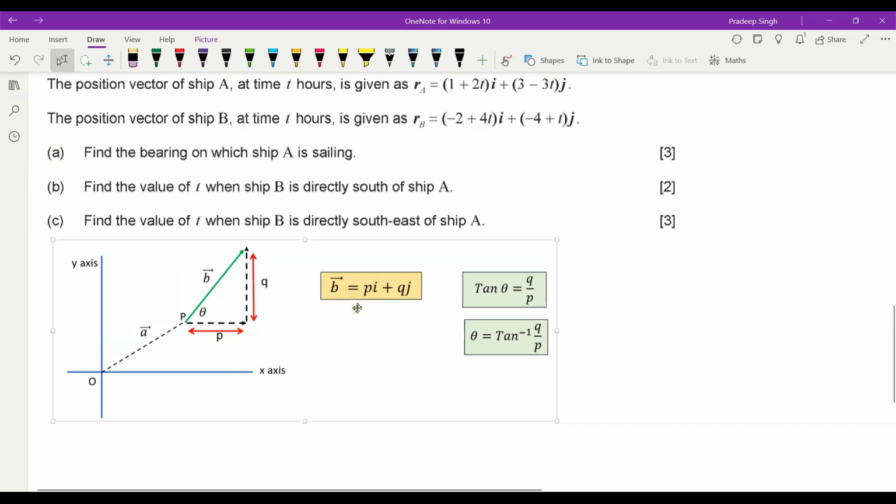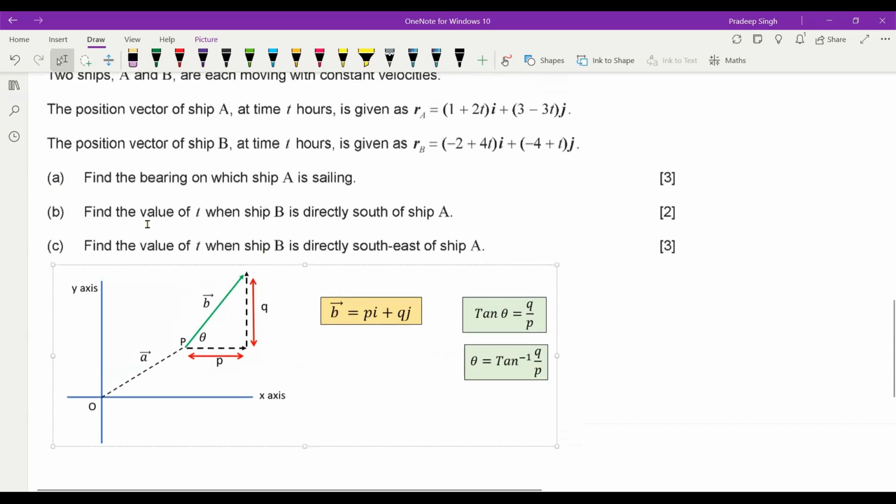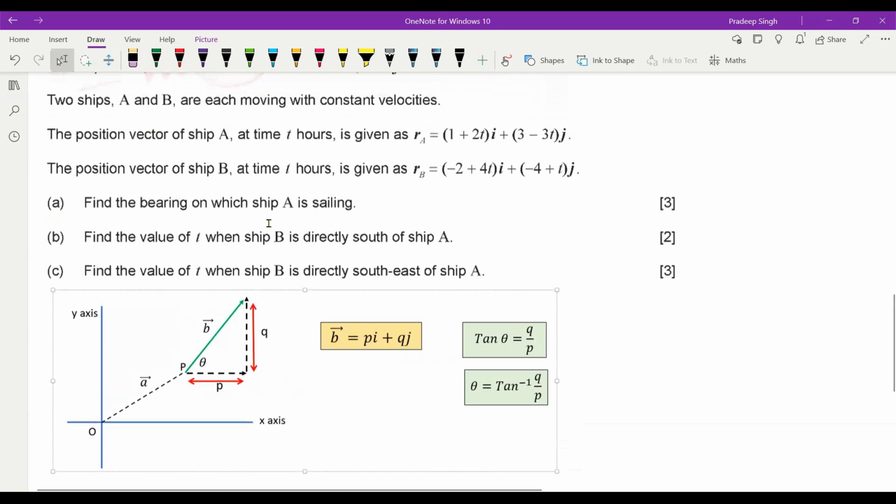In case the B vector is Pi plus Qj, P stands for the x component of velocity, and Q means the y component of the velocity. So the angle theta is found using the tan inverse of Q upon P. Now in part A, we have to find the bearing on which ship A is sailing. So step one is to identify the velocity vector from the given equation.